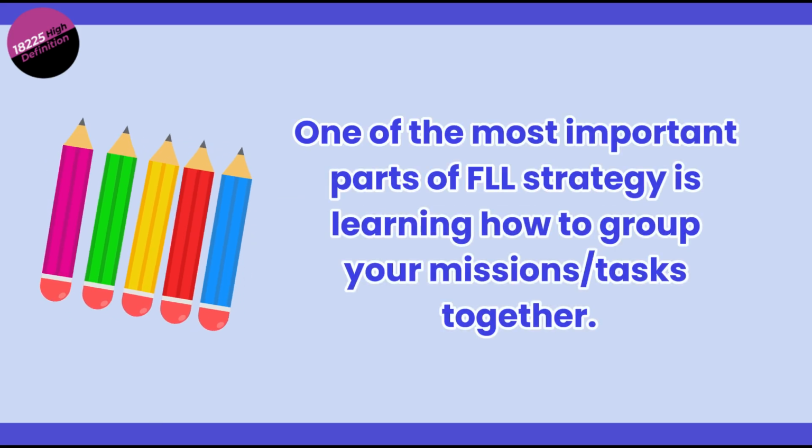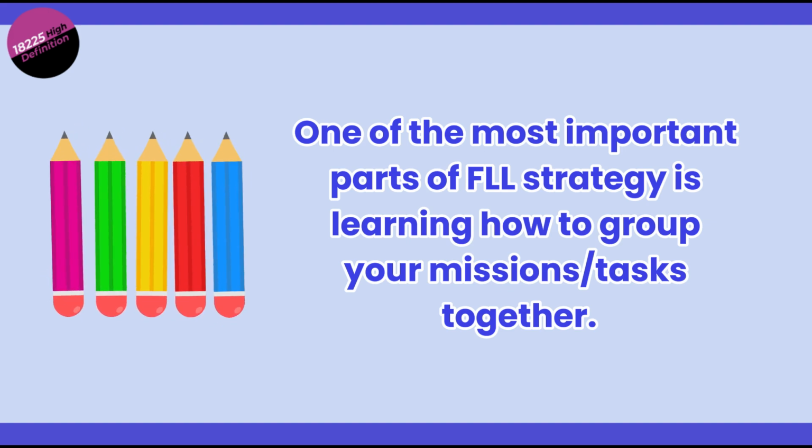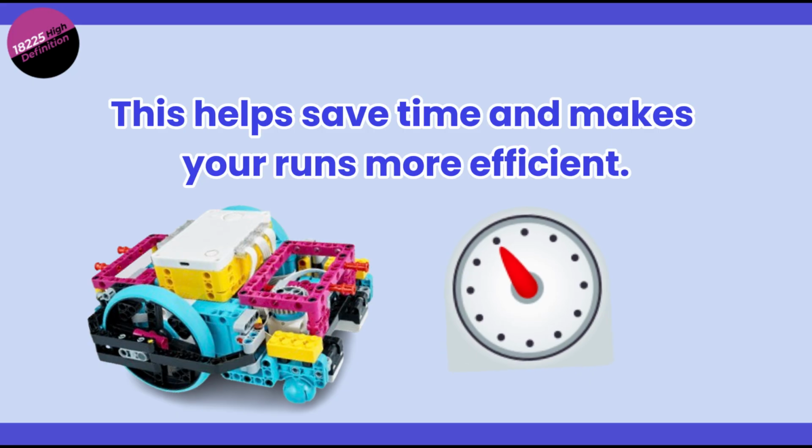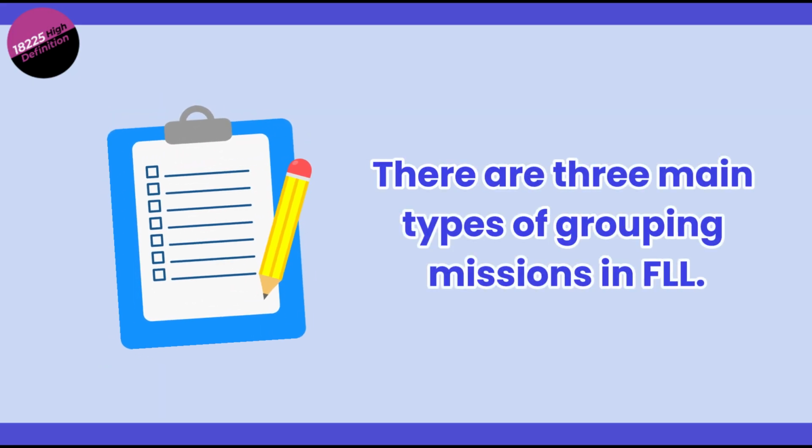One of the most important parts of FLL strategy is deciding how to group missions or tasks the robot has to complete. Grouping helps save time and makes your runs more efficient. There are three main types of grouping.